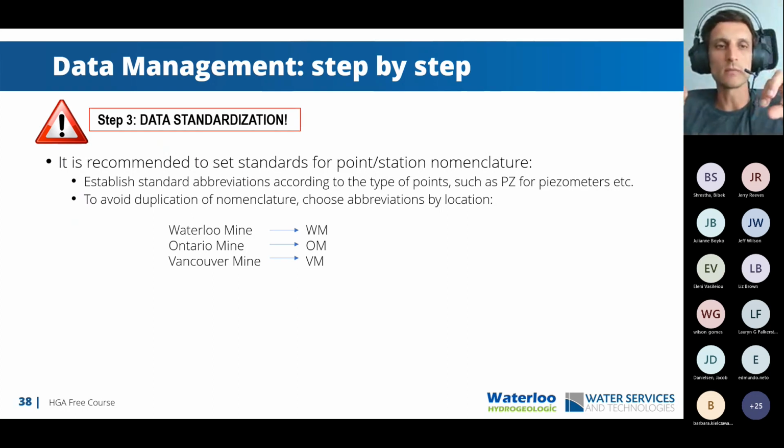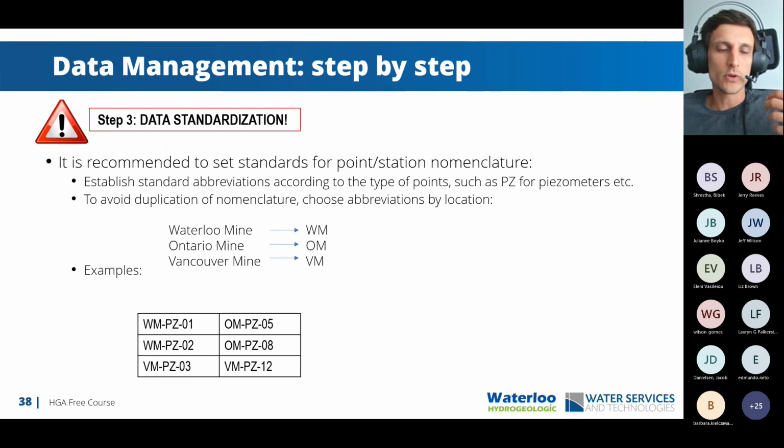So let's say we have a mine that is located in Waterloo, we have another mine in Ontario, we have another mine in Vancouver. We could define an abbreviation for Waterloo, which will be WM, Ontario will be OM, Vancouver mine will be VM. So we can define some different abbreviations and then once we see the point name, we're going to know what kind of point it is and from which location.